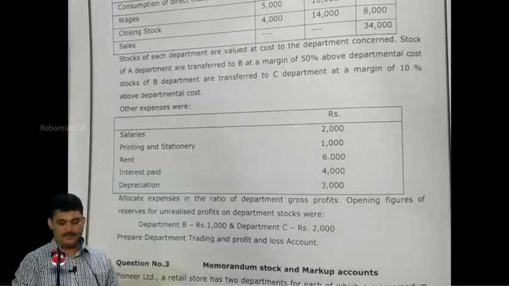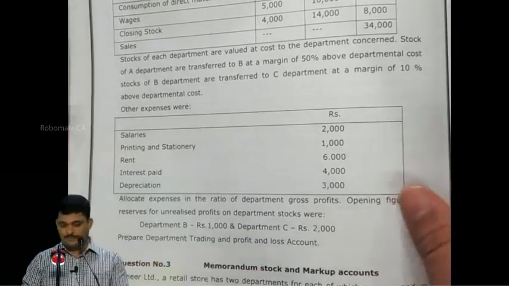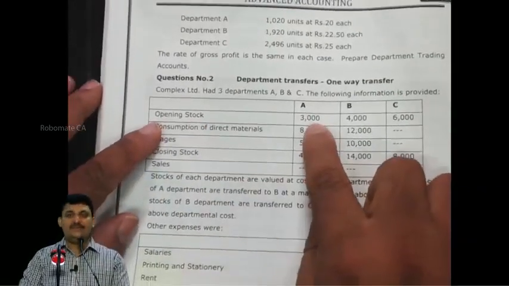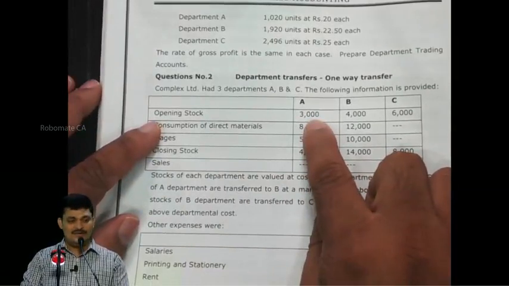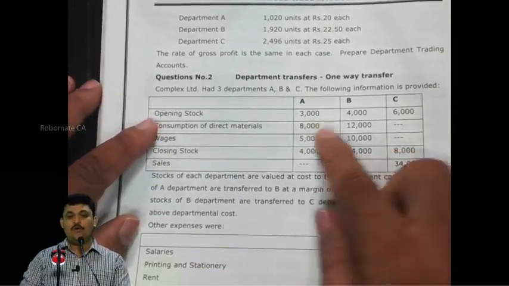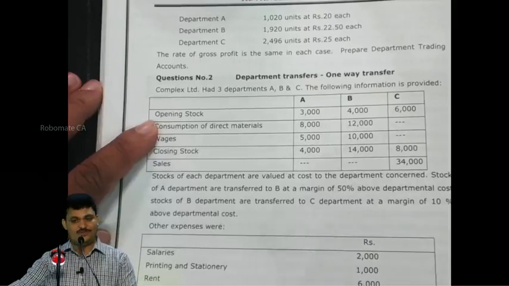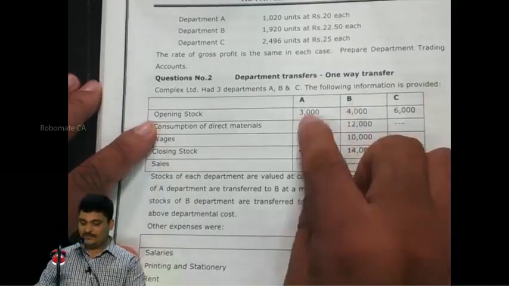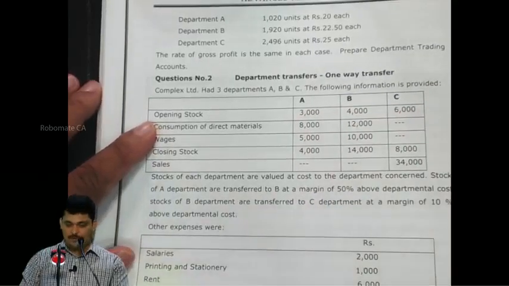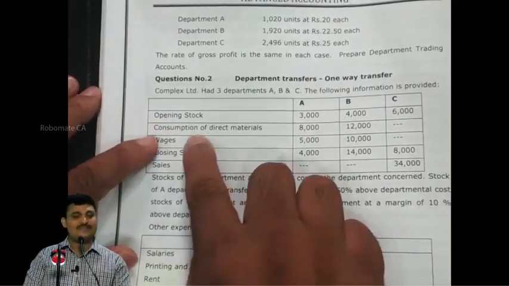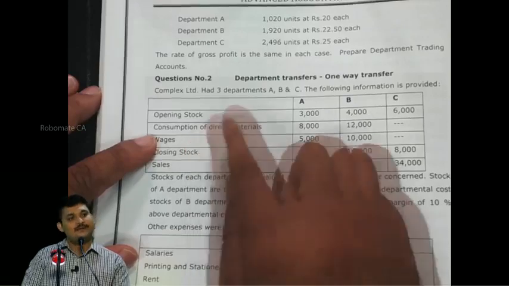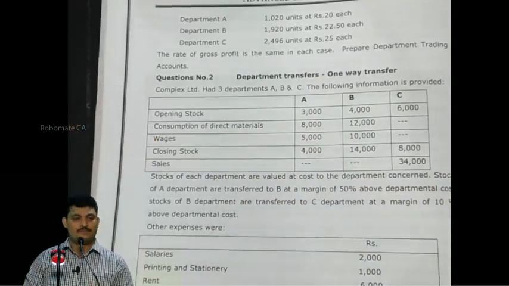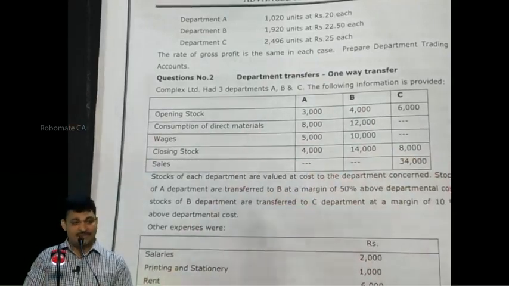Shall we? Now listen, friends. Opening stock indicated here represents opening stock of finished goods. Opening stock of finished goods at each department. Why is it conveyed like that? The next information is what? Consumption of direct material, which means direct material, raw material, that's correct. Consumption.